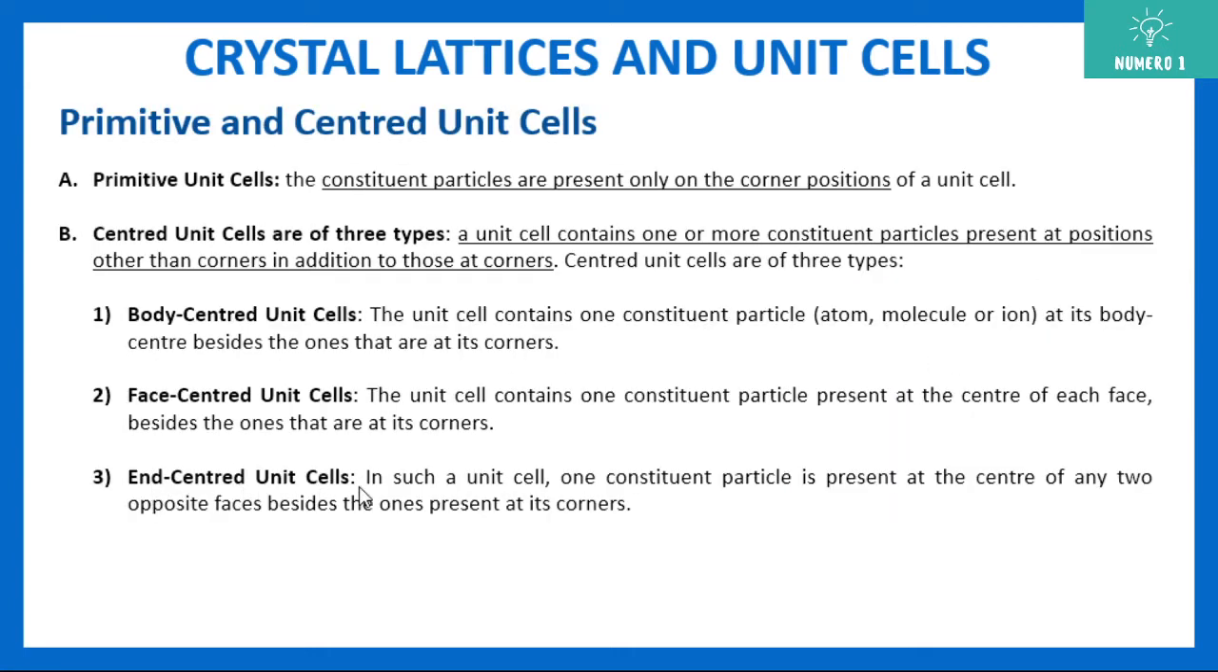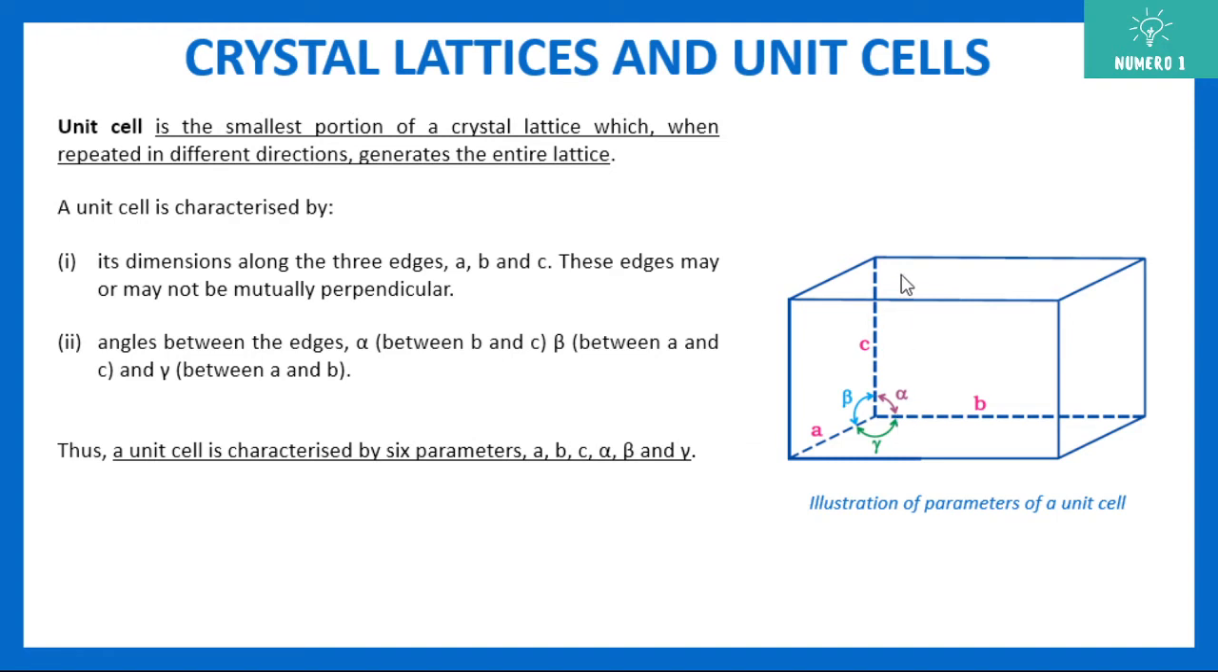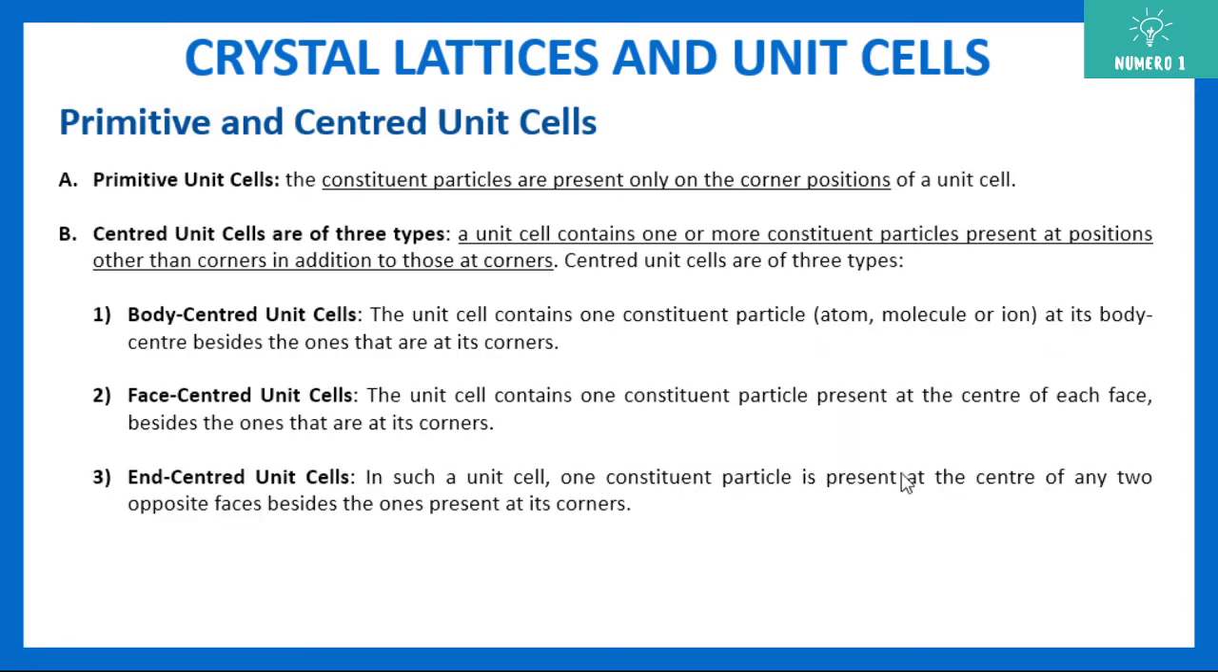Next is the end-centered unit cell. In such a unit cell, one constituent particle is present at the center of any two opposite faces, besides the ones present at the corners. Like in this case, let's consider this as one face and this as the opposite face. So one is present here and the other is present here. That is the end-centered unit cell. In this session we will focus only on the primitive unit cell, body-centered unit cell and face-centered unit cell.